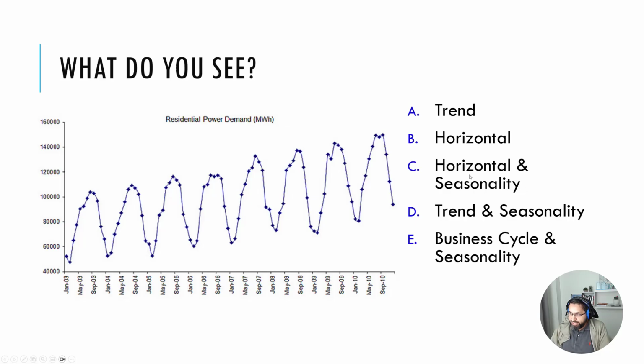Horizontal means just level and seasonality. Level is also called horizontal. So C is not correct because the horizontal level, or the level, is growing over time. So there is a trend. So it'll be D, trend and seasonality.